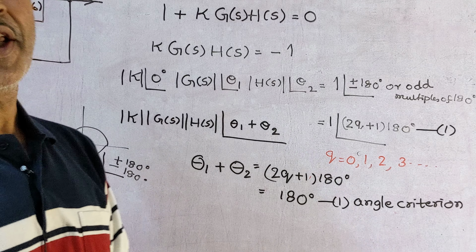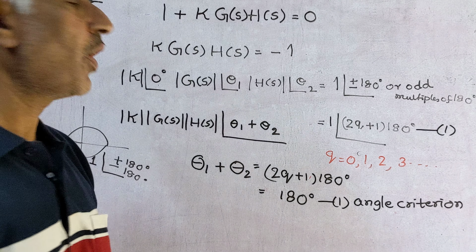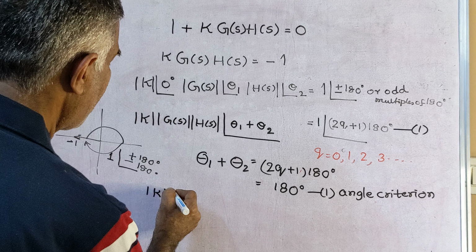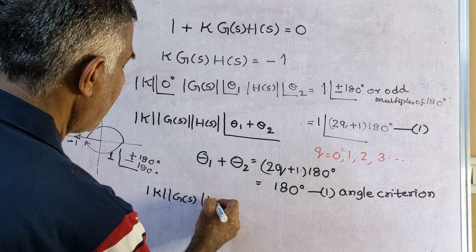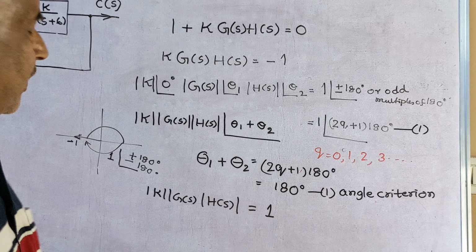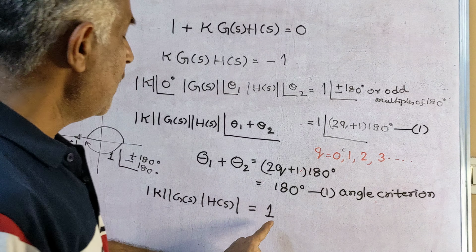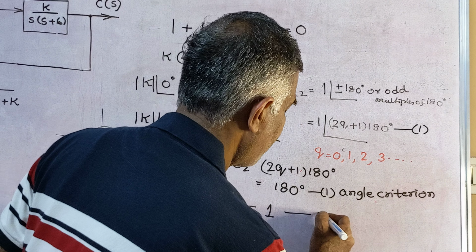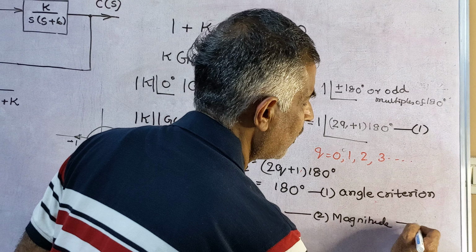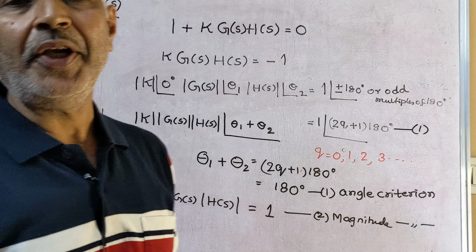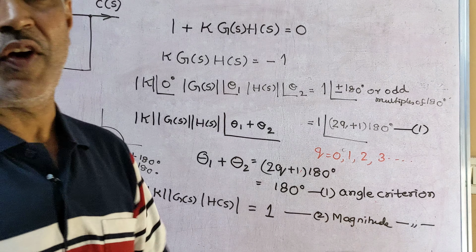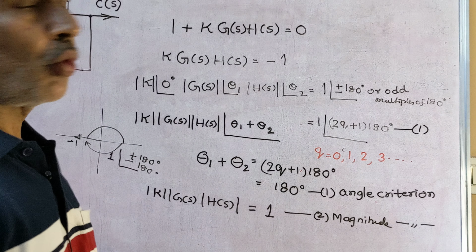After assuring the angle criterion, we must go for the magnitude criterion. The magnitude criterion says that mod K, mod GS, mod HS on the left hand side must be equal to 1. If you take their product, it must be 1. This is what is called the magnitude criterion. Both are to be satisfied. For a point to be on the root locus, both the criteria are to be satisfied. This is what is called the theory of root locus.